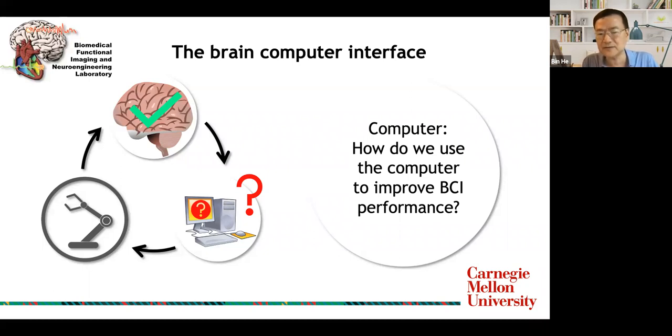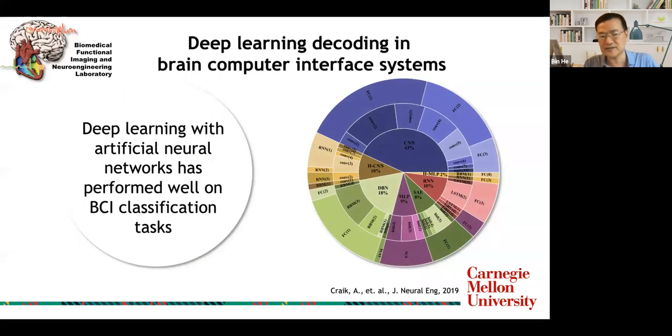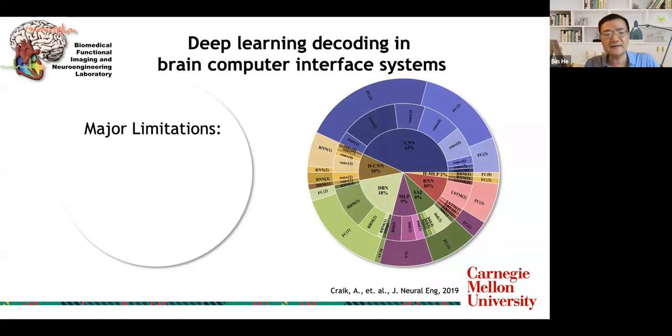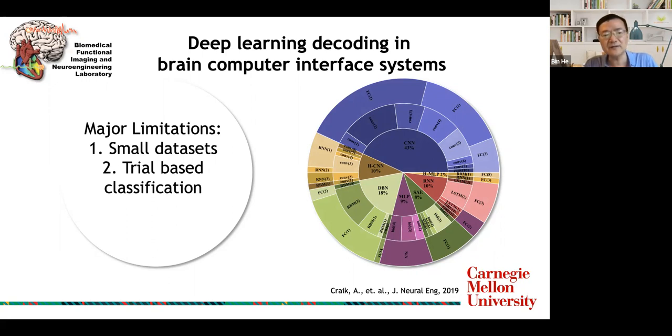Classification algorithm, decoding algorithm. There are lots of these works out there. What I'm referring to here is our specific approach in our lab, where we use deep learning to look into this issue. Deep learning with artificial neural networks has performed well on BCI classification tasks. The right panel is taken from a review paper published 2 years ago. Lots of deep learning based work has been reported, but with the limitation that they tested on small data sets, trial-based classification, and focused only on the motor cortex, not the entire scalp.